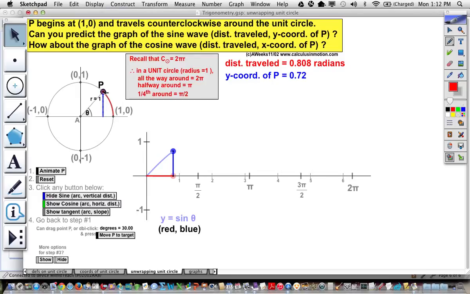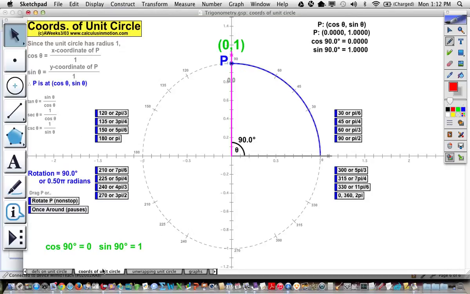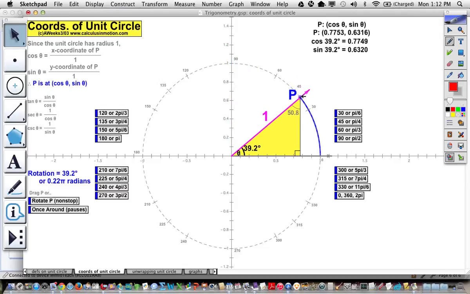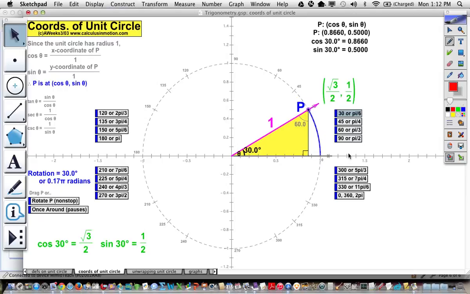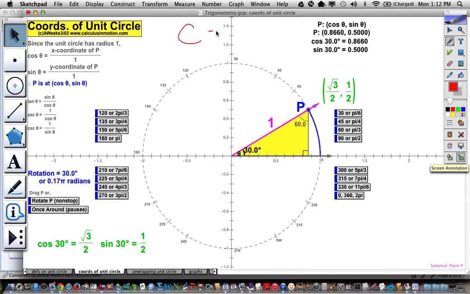So when I go around, oh, and I should mention this. What is radian measure? Why is all the way around the circle 2 pi? Why is this 2 pi when we go one time around the unit circle? It goes back to geometry. That's right, the circumference of a circle is 2 pi r. What's the radius of our unit circle? 1. So therefore, the circumference is 2 pi.